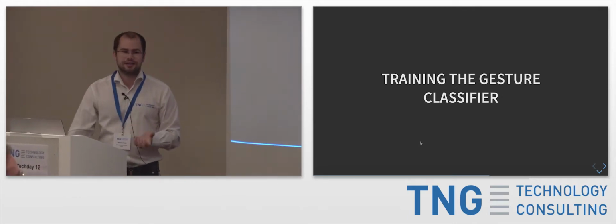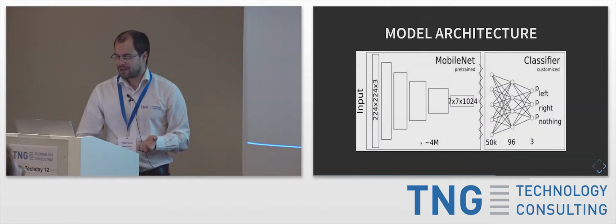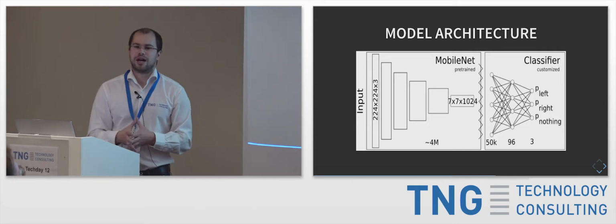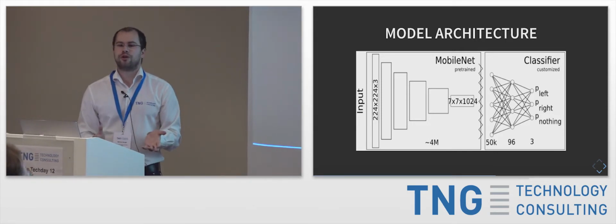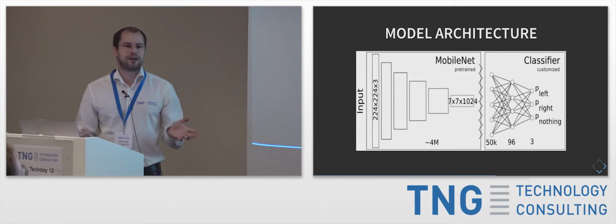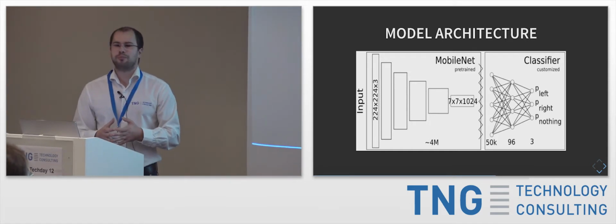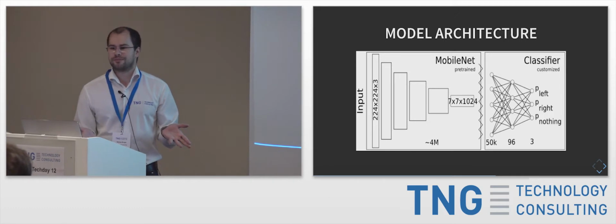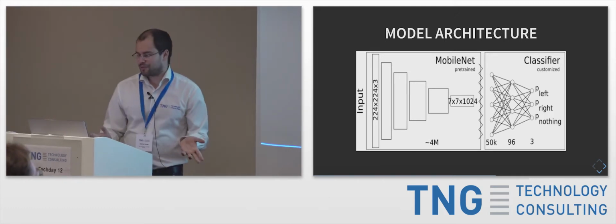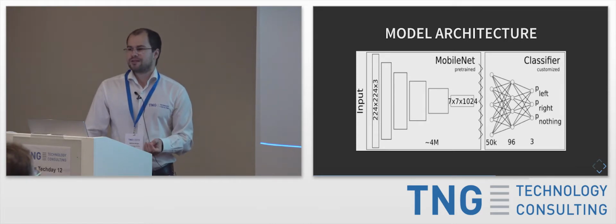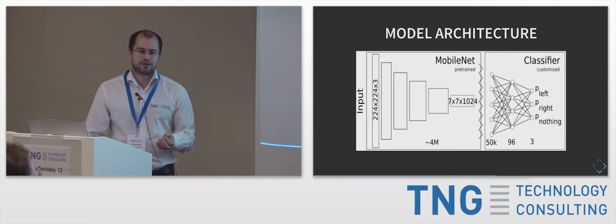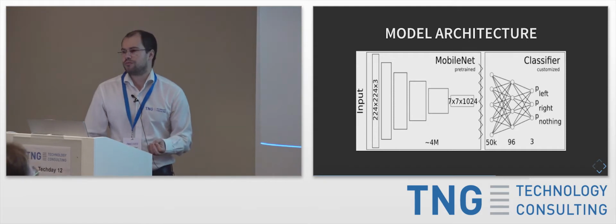Okay, let's now train this classifier. First of all, we need to decide on a model architecture. And because we're running in the browser, we need a very efficient one because we want to run our game at more than 24 frames per second. So optimally at 60 frames per second, for example. And a very efficient architecture is the MobileNet, and you can get a pre-trained version already from Google.